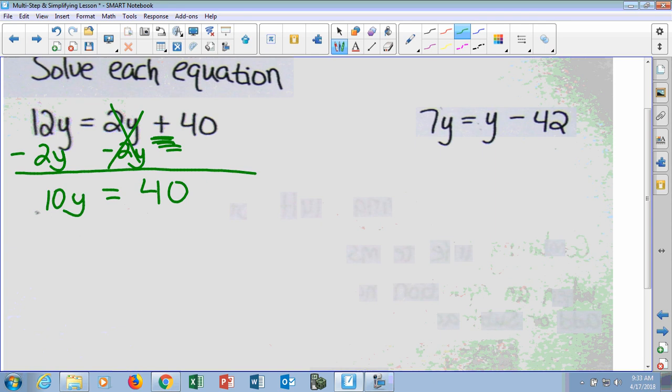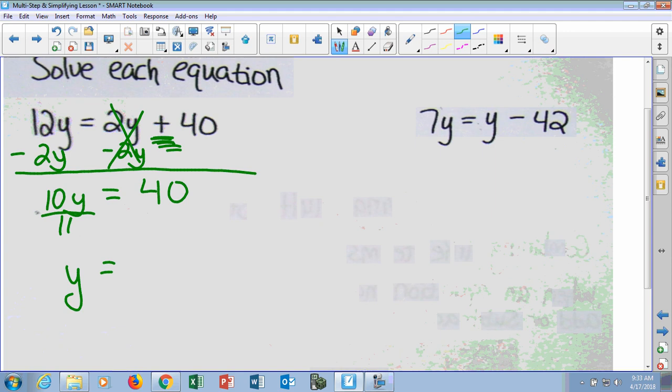Okay. Now, I have to get y by itself. That's the rule. So now I have 10y, and 10y is really written as 10 times y. So how do I undo multiplication? We have to divide. So we're going to divide by the number that's in front of the y.